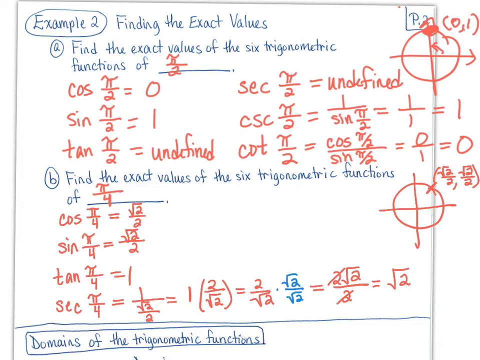Okay, so that's secant of pi over 4. What is cosecant of pi over 4? Square root 2. Square root of 2 for the same reason, right? And what is cotangent of pi over 4? 1. Good. What questions do you have?